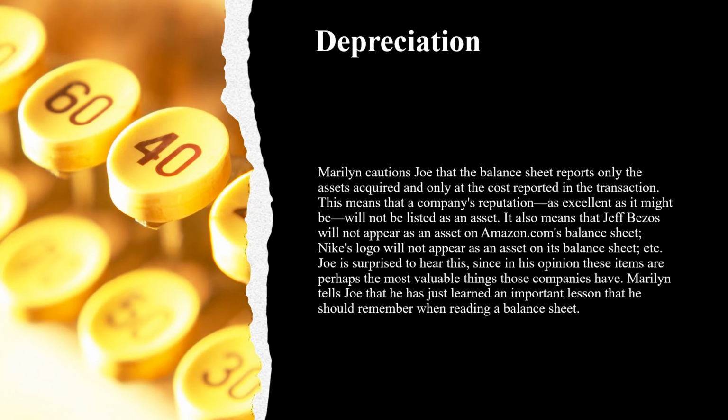Marilyn cautions Joe that the balance sheet reports only the assets acquired and only at the cost reported in the transaction. This means that a company's reputation, as excellent as it might be, will not be listed as an asset. It also means that Jeff Bezos will not appear as an asset on Amazon.com's balance sheet, Nike's logo will not appear as an asset on its balance sheet, etc. Joe is surprised to hear this, since in his opinion these items are perhaps the most valuable things those companies have. Marilyn tells Joe that he has just learned an important lesson that he should remember when reading a balance sheet.